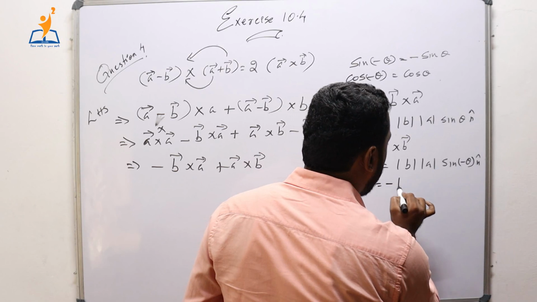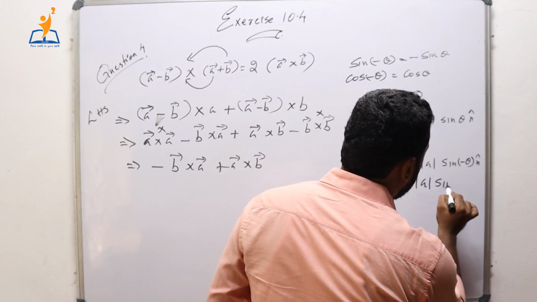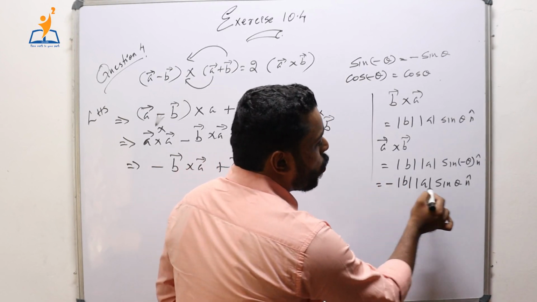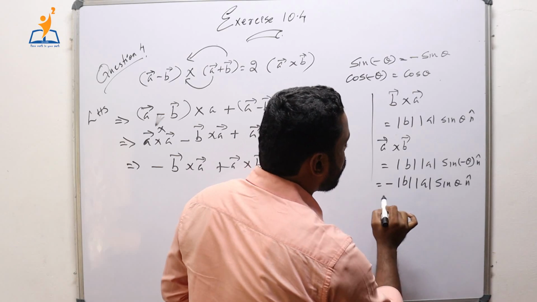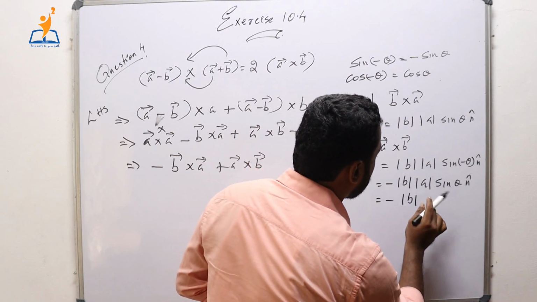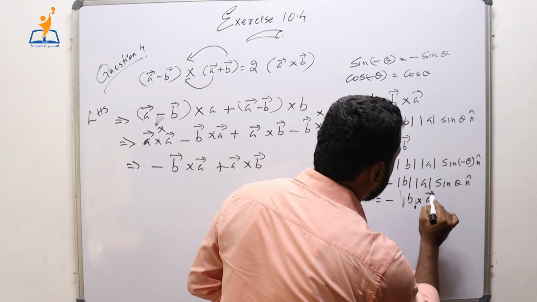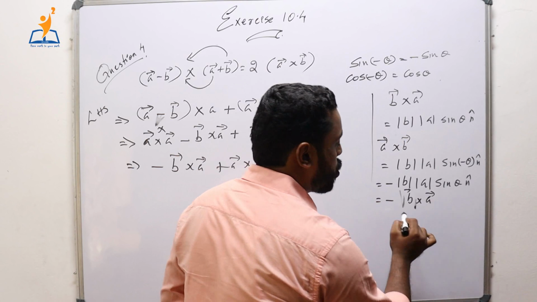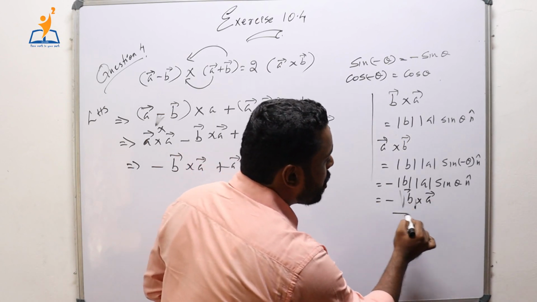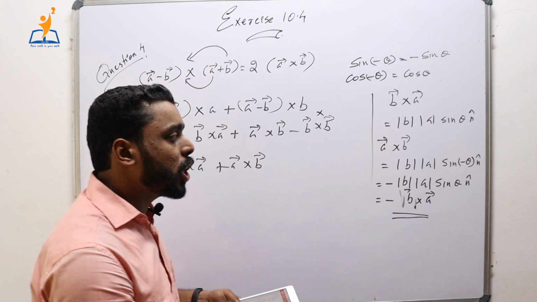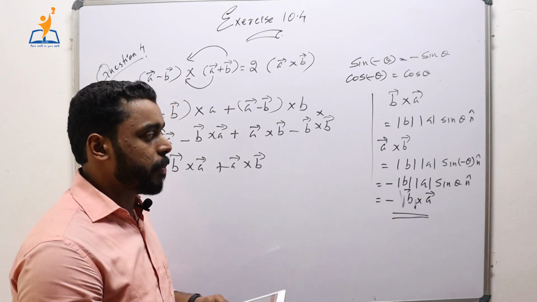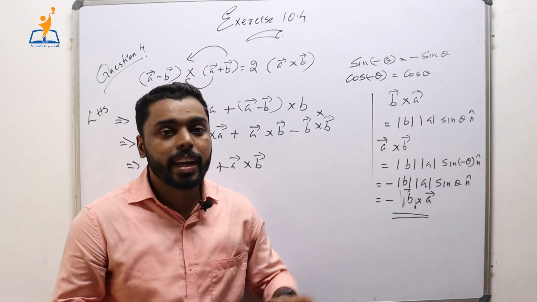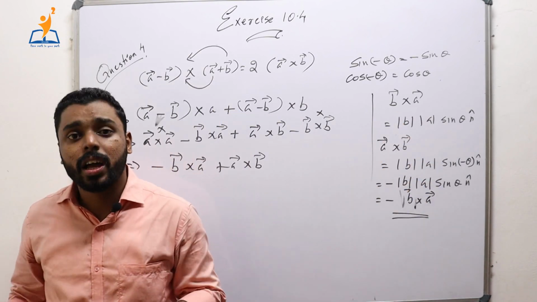So it will become minus mod b mod a sin theta n cap. Sin minus theta equal to minus sin theta. That minus came here. So what is this? This is actually minus of b cross a, right? See, mod b mod a sin theta n cap is nothing but b cross a. We just substituted that. See, a cross b is nothing but minus b cross a. b cross a then will be minus a cross b ആയിരിക്കും. സോ എപ്പോഴും ഓർക്കുക ഈ ഡെഫിനിഷൻ, ഈ എക്സ്പ്രഷൻ ഡിറൈവ് ചെയ്ത് എങ്ങനെയാണെന്ന് നിങ്ങൾ ഓർക്കുന്നില്ല എങ്കിൽ പോലും നിങ്ങൾ എപ്പോഴും ഓർക്കുക a ക്രോസ് b.